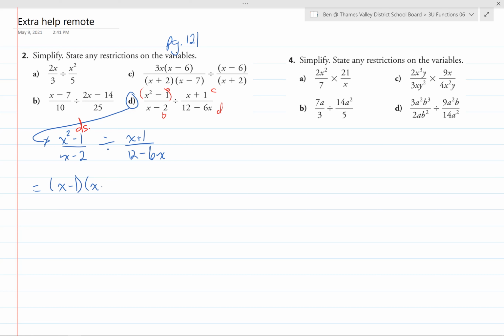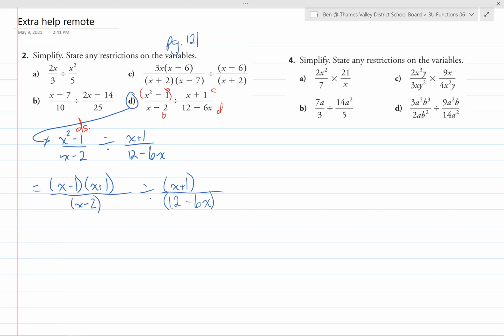We find it equals x minus 1, x plus 1, all divided by x minus 2 divided by x plus 1. Now, my mind likes to put brackets around these. You definitely do not need to put brackets around these, but if you prefer it, absolutely go ahead. Now, we're at this stage.